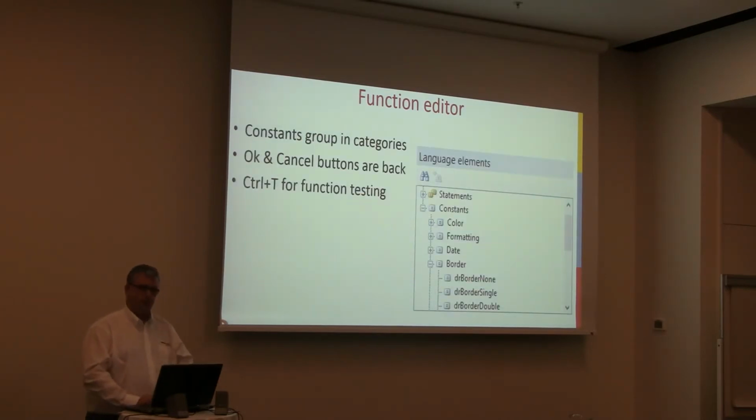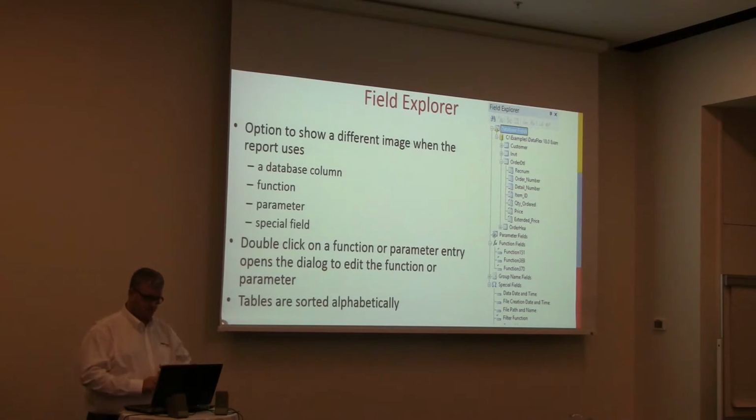In the same function editor, we now group constants in categories. The constants group in the language element became quite long and quite unsorted, and it was hard to find the right constant, so we made an enhancement to group them. The editor also brought back the OK and Cancel buttons. People were missing them in the 3.0 version, so we added them again.